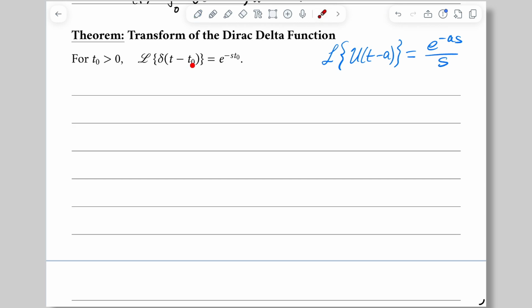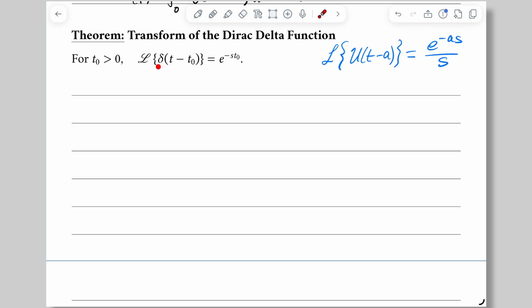A couple of things here. Number one, t naught is replacing a because a had a different use in the development of the Dirac delta function, but you can think of that as essentially the same thing. And the other one is the unit step function, when we transform it, we end up with a denominator of s. Because remember, the unit step function acts as being multiplied by another function, and in this case, the other function would be 1, and its transform is going to be 1 over s.